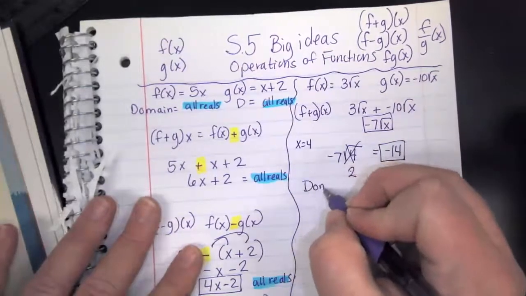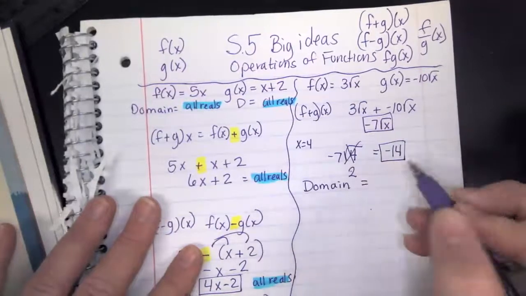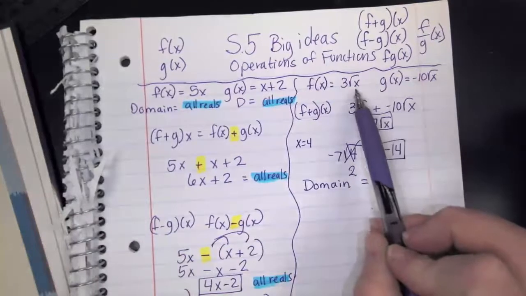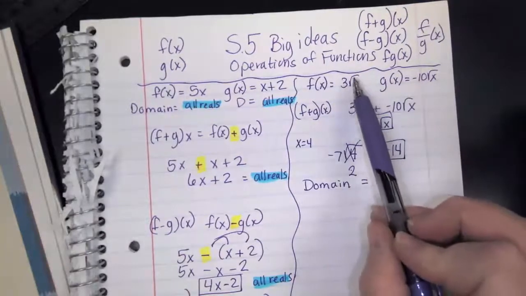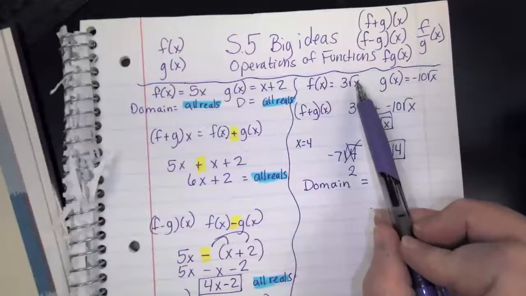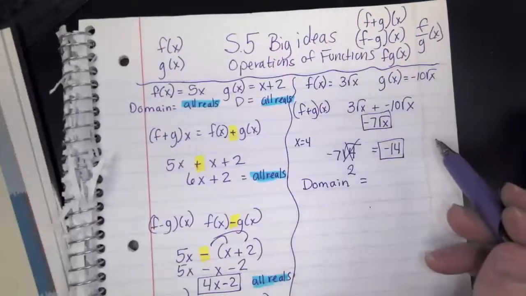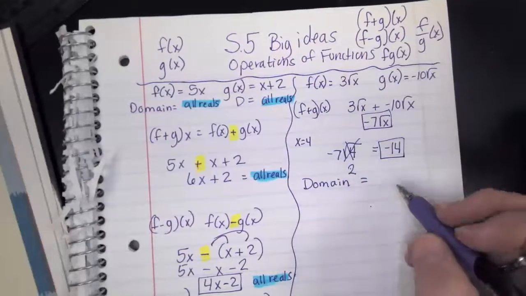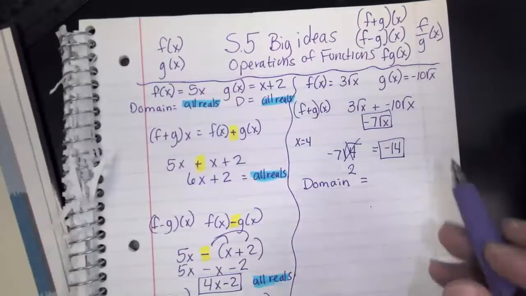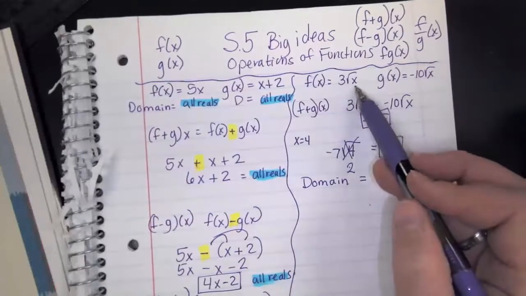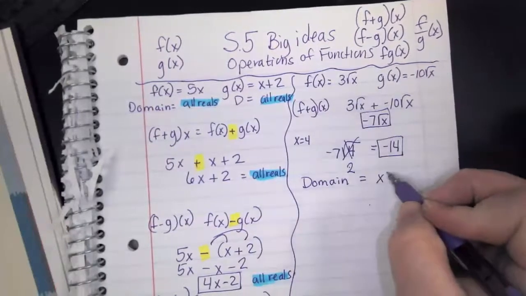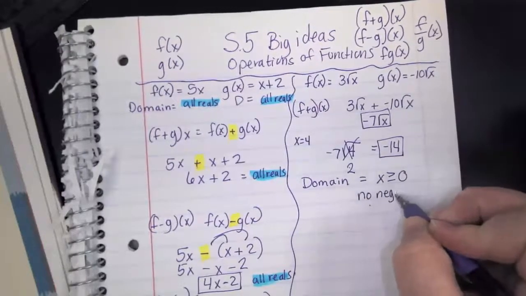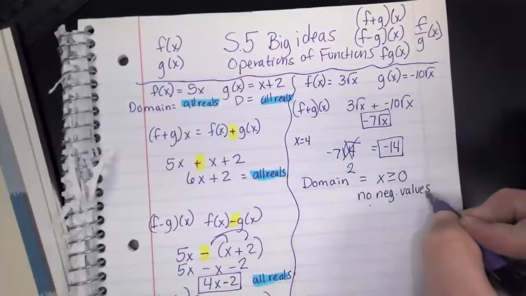All right, what would be the domain? Now this is kind of interesting because the domain, when you look at it, you're like, oh, it should be everything, but is it? Because what can I not take the square root of? You're right, I can't take the square root of any negative values, okay? So what's our domain for this? It would be x is greater than or equal to 0. So no negative values.